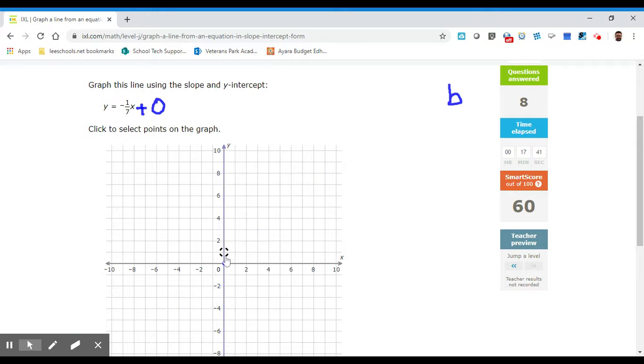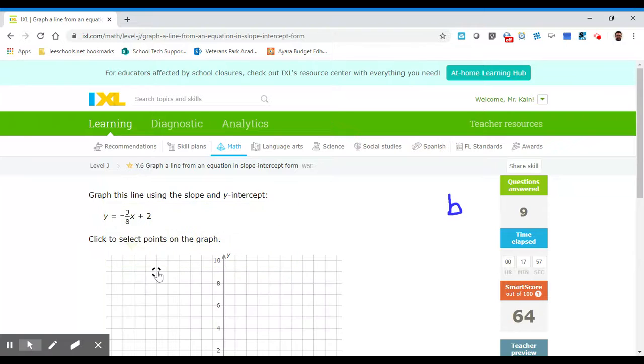And then let's go ahead and do our slope. So let's rise 1, and we'll run 7 to the left. 1, 2, 3, 4, 5, 6, 7. And we're going to click. And that is the answer to that.